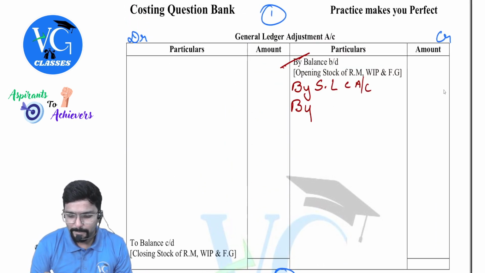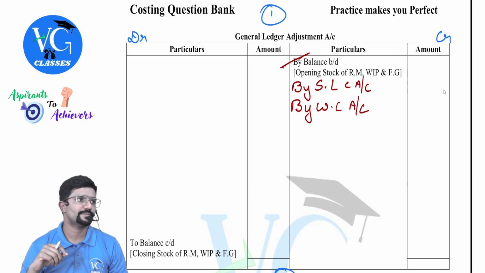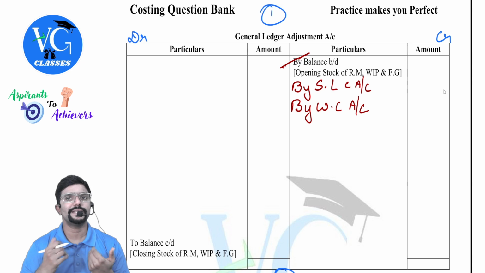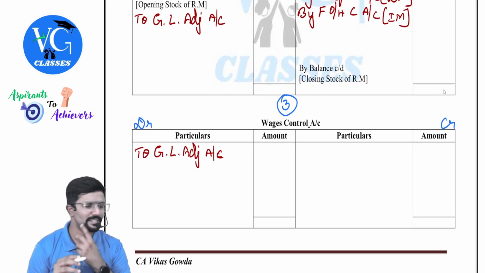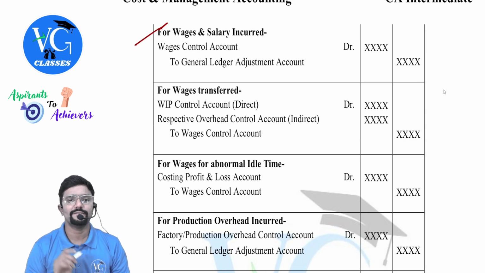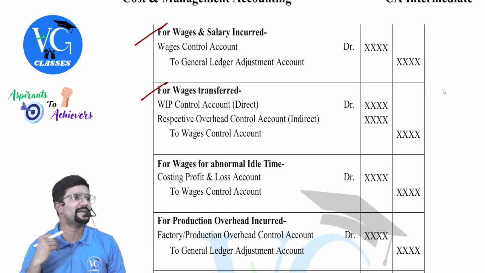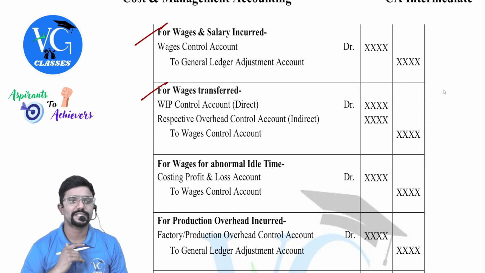In the general ledger adjustment account, by wages control account. This is incurred. Once we have incurred it, what should we do? Transfer it to the respective job. If it is direct wages, it will go to WIP control. If it is indirect, it will go to factory overhead, the respective overhead, but I am considering factory here. For wages transferred: WIP control account for direct wages, respective overhead for indirect wages, to wages control account.